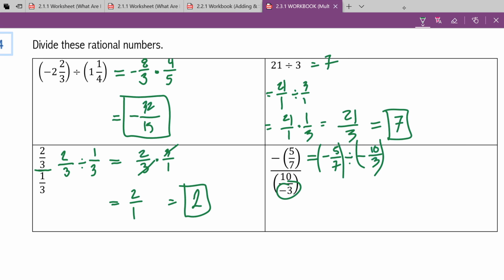Negative 5/7 now divided by negative 10/3. Well, first thing I'm going to do is deal with the sign of the answer. Negative divided by negative is positive. 5/7 times, now we're going to invert 10/3 to make it 3/10.